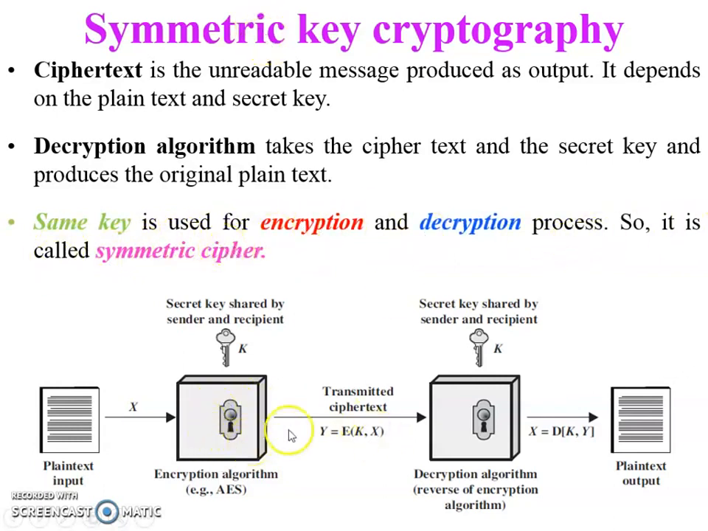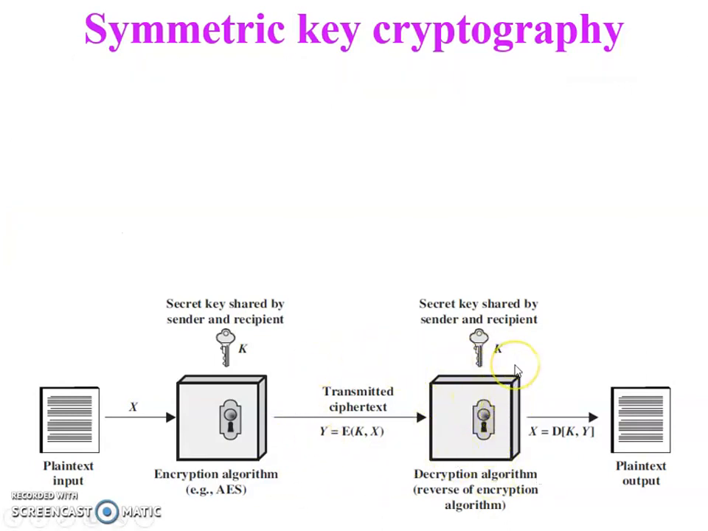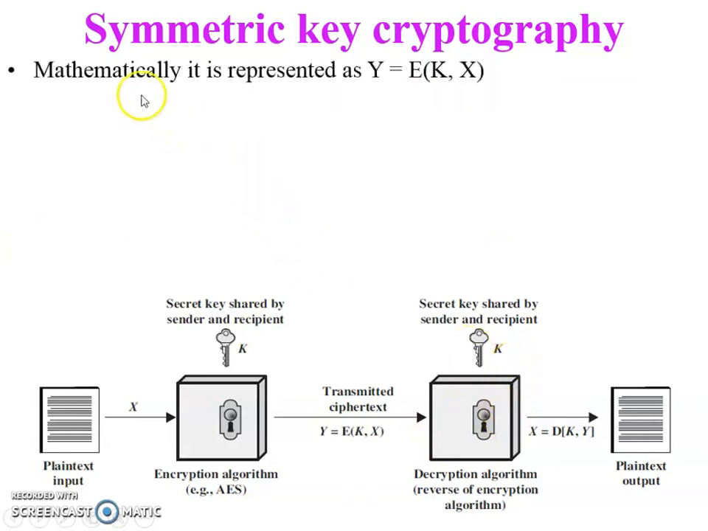Next one, decryption algorithm. It takes the ciphertext and the secret key and produces the original plaintext. On the right hand side of this figure, the inputs of the decryption algorithm are the transmitted ciphertext and the same key which is used by the sender. So both ciphertext and key are inputs. The output at the receiver side is the plaintext, the same message as sent by the sender.